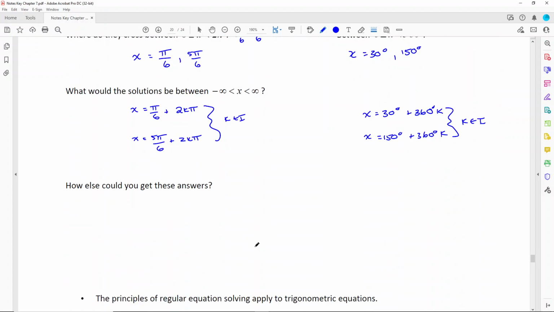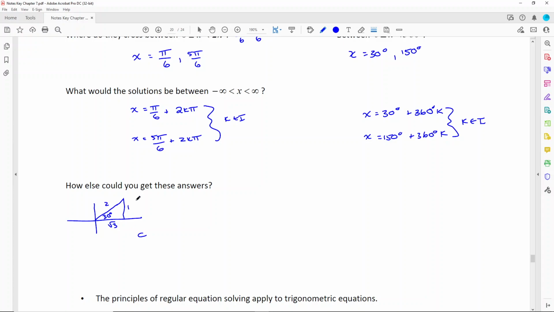So how else could we get these answers? Well, we were looking for where sine x equals a half, and we have this awesome way of finding it, which is our special triangles. So if sine x equals half, opposite is 1, hypotenuse is 2, so it's our 1, 2, root 3 triangle. Across from 1 is 30 degrees or pi by 6.